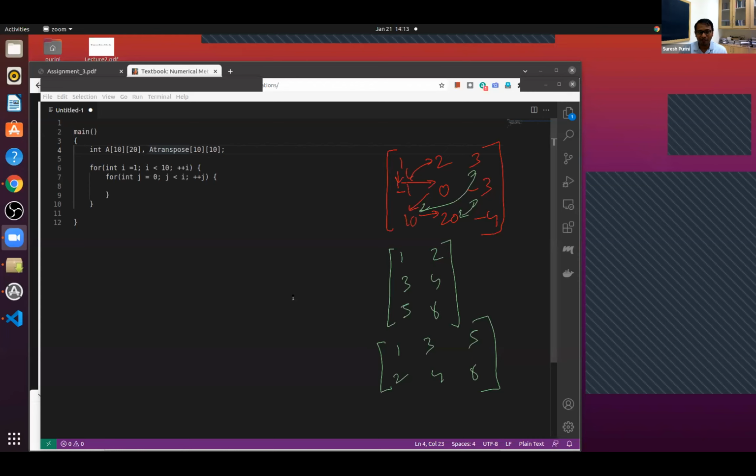It depends on the compiler. The compiler may complain, or you can use pointers. If you use pointers, it doesn't matter at all.